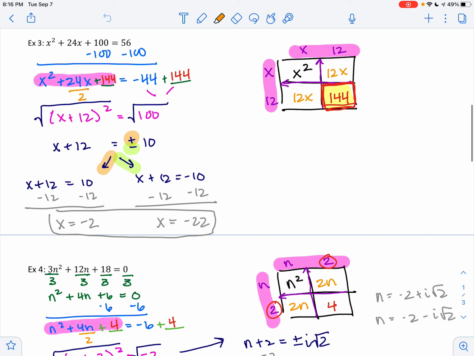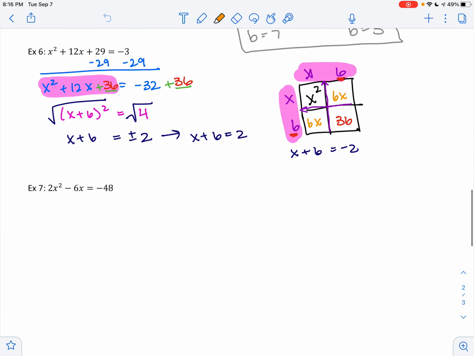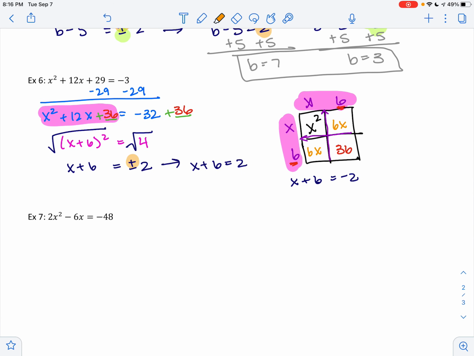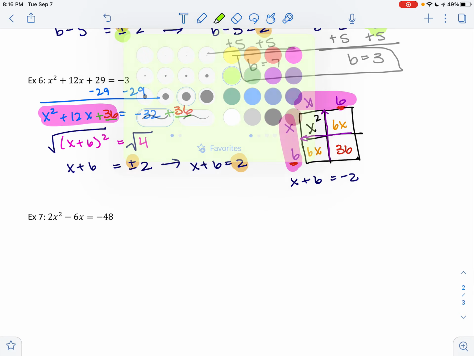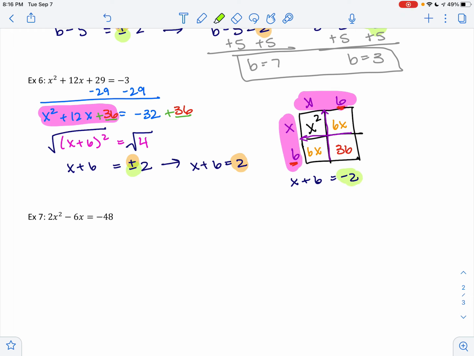One equation for the plus sign, so the positive 2, and one equation for the negative sign, so the negative 2. To undo addition, I'll do subtraction. And here I'll get x equals negative 4. To undo addition, I'll do subtraction and get x equals negative 8. So those are my two solutions.